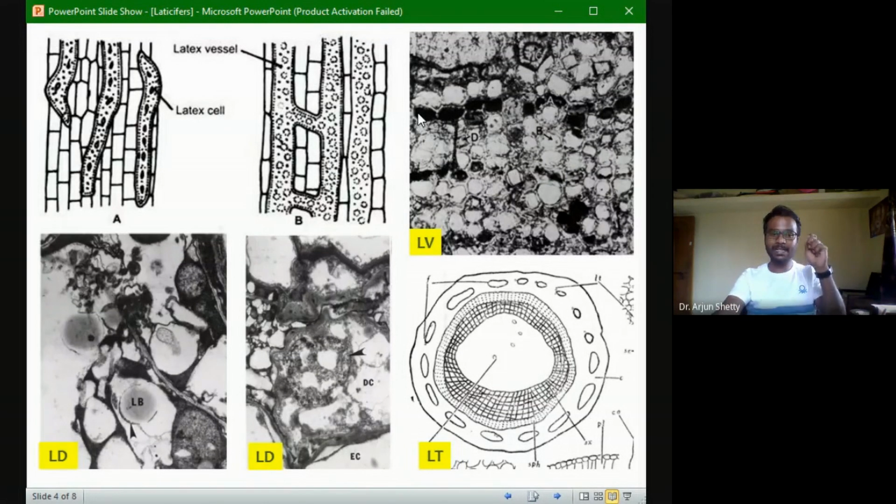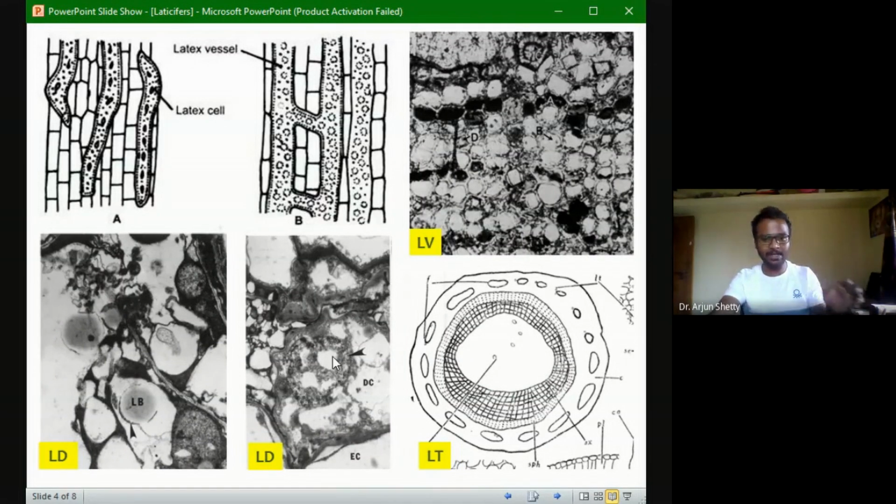Always remember that the laticifers are always associated with phloem. We will see this in the coming slide. These are the latex duct images 1 and 2. The reason I am mentioning two images of latex ducts is that this is a latex duct, and this is also a latex duct. Here you can see this one is a latex duct.